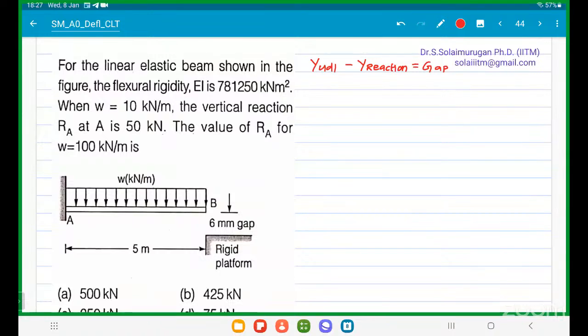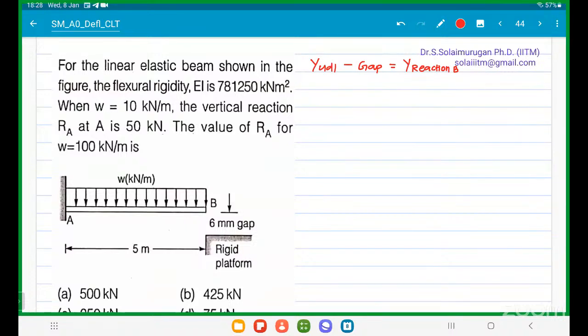Equal to gap. Or we can write it the other way: free downward deflection due to UDL, which may be a big number or a small number, minus gap equal to deflection due to reaction, reaction at B. So we are writing the displacement equilibrium.